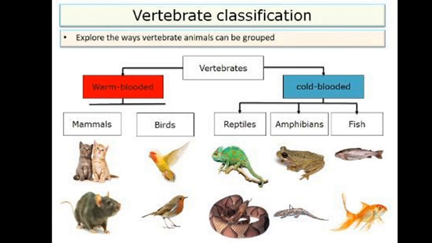So today we talked about the vertebrates, and we said that vertebrates are those animals that have backbone, and they are classified into warm-blooded and cold-blooded. Warm-blooded like mammals and birds, and cold-blooded like reptiles, amphibians, and fish. And we said the differences between each group.